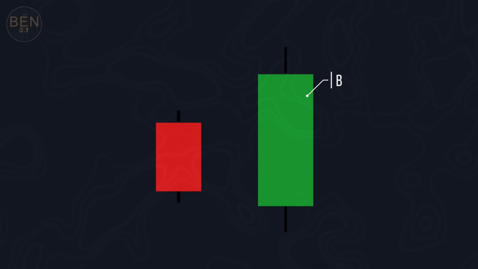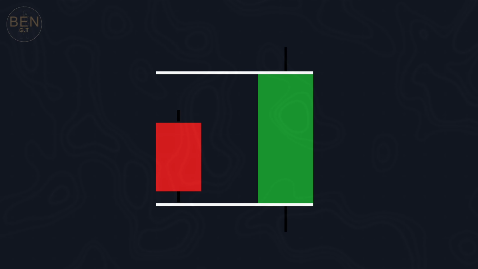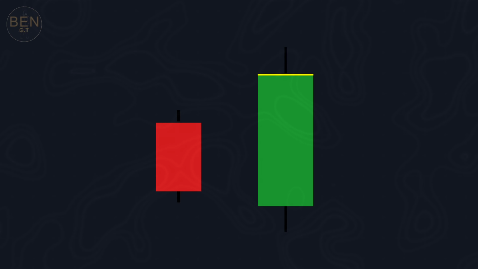A bullish engulfing candle opens at or lower than the previous candle's close. The length of the bullish candle's body engulfs the previous red candle. Then the bullish candle closes above the previous candle's open. This is an engulfing candle, and it's a great way to find the start of a trend.